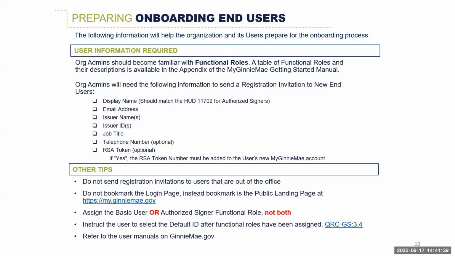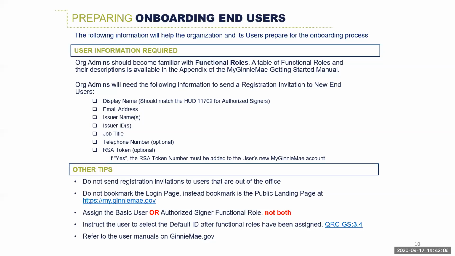And please refer to the user manuals that are on GinnieMae.gov. There is a Getting Started user manual for general information about MyGinnieMae and available for all end users and organization administrators. And there's also the Access Management Console user manual for how to use that AMC application to onboard and manage end user accounts. Please make sure you're using those user materials to assist you.